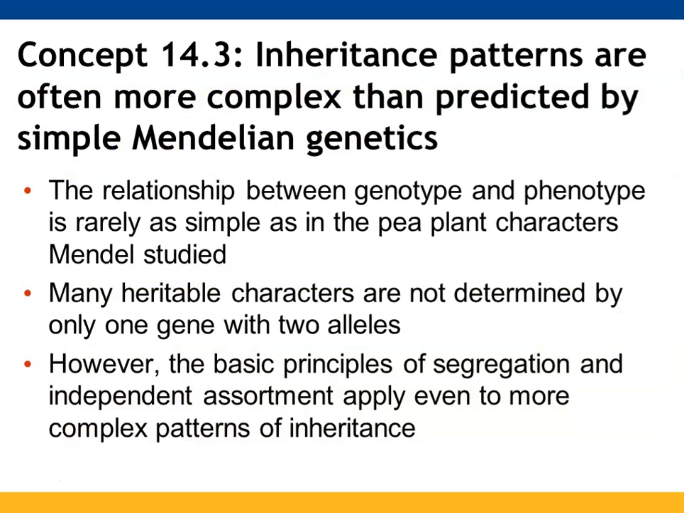So the inheritance patterns that we've been talking about so far are oftentimes more complex than what Mendelian genetics attempts to describe. It works great for pea plants, but we know now that there are heritable characters that are not going to be determined just using a single gene and not necessarily with two alleles. The ideas of segregation and independent assortment are still going to play critical roles, however, in these more complex genetics problems.